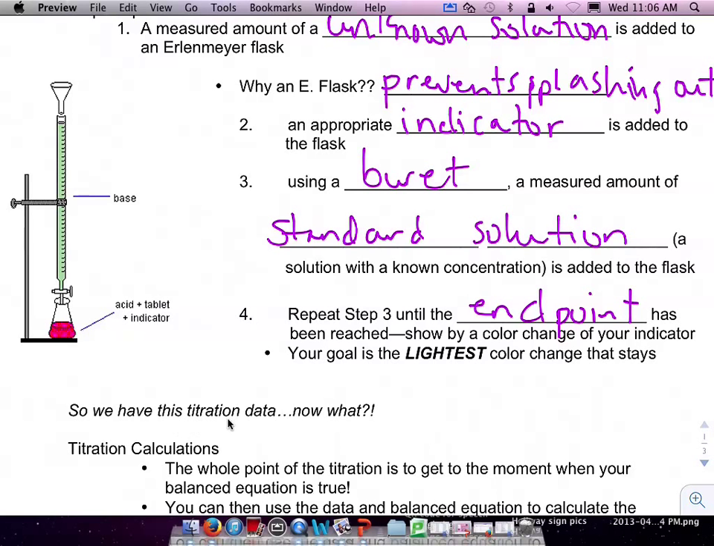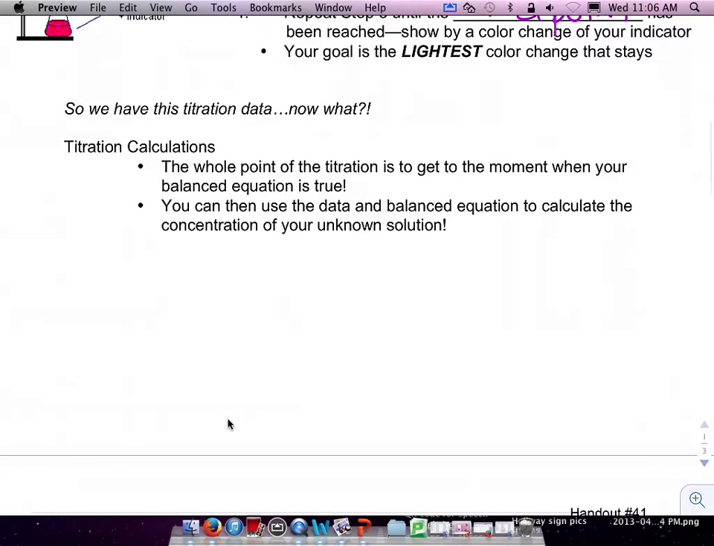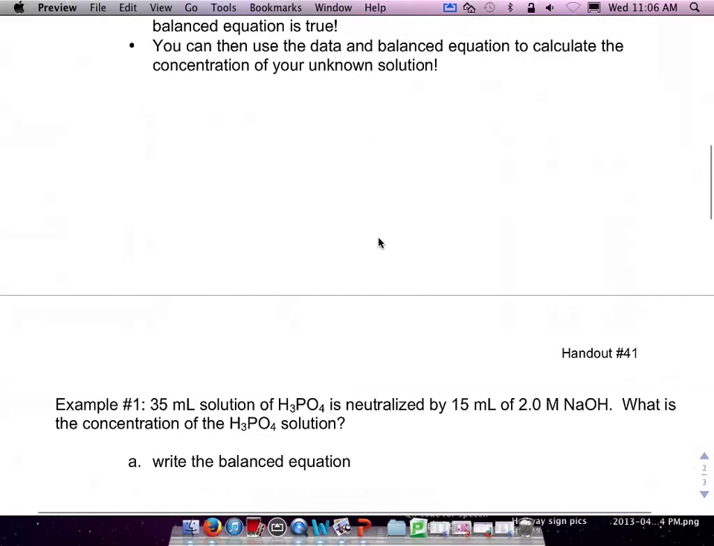So now you're going to have a bunch of data. But the question is, what do I do with that data? So we have our data, now what? The whole purpose of your titration was to get to the moment when your balanced equation is true. Because if the balanced equation is true, we can do our chemistry skills to figure out the concentration of that unknown solution. So let's take a look at what that would be.